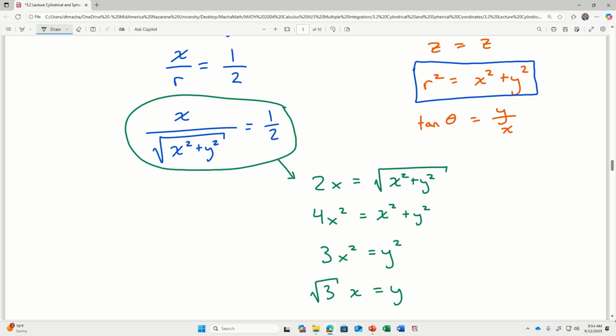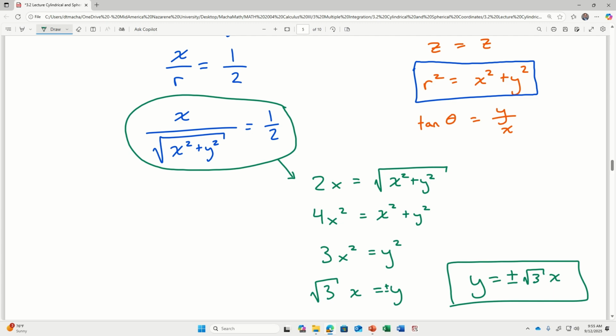But I also need a little plus or minus sign now, because when I take the square root of both sides of an equation, that's a hint that you need to add in a plus or minus. Or you could say something like y equals plus or minus square root of 3x. That's probably the best way to write this.